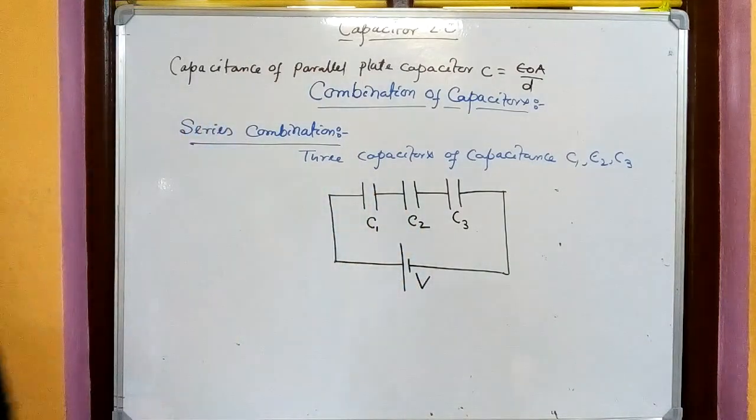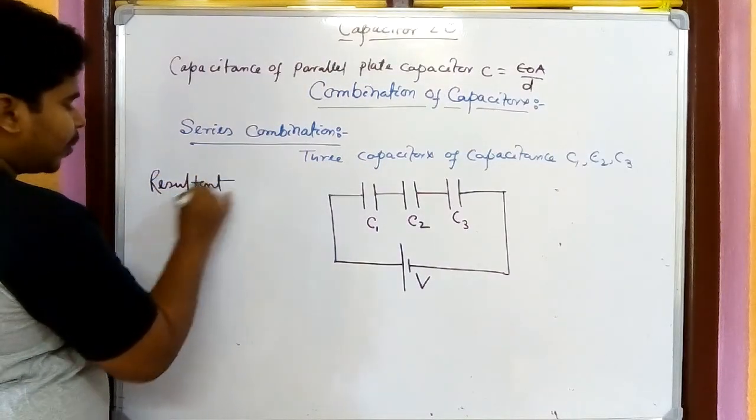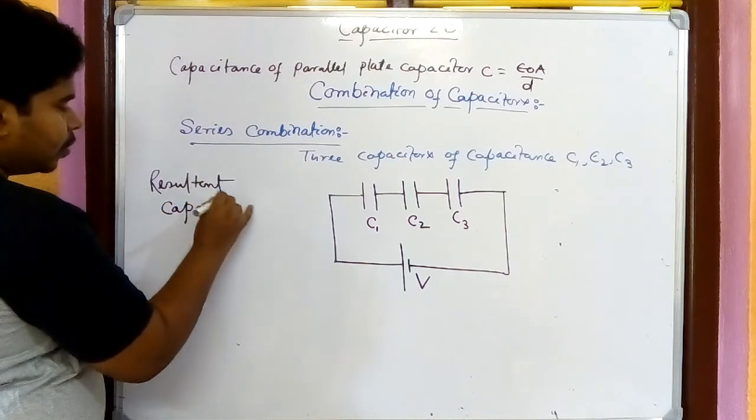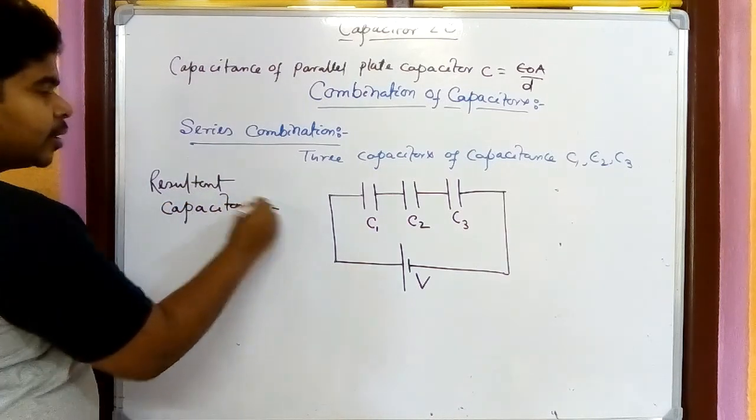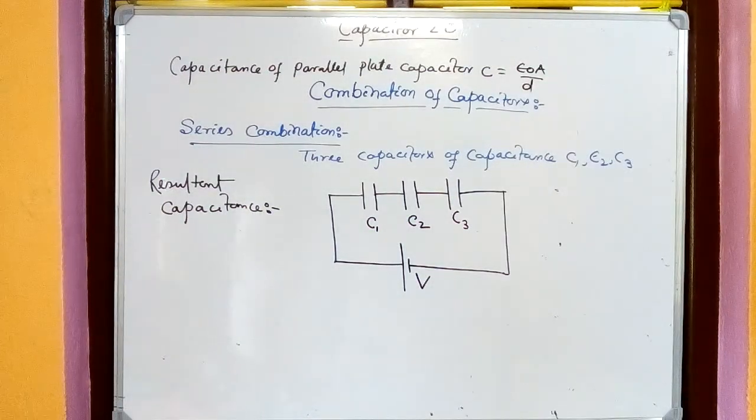Now from here what do we have to find out? For resistance we find the resultant resistance, and here also we have to find the resultant capacitance. Why do we have to find the resultant capacitance? Because it is our need: if I connect three capacitors in series, what will be the resultant capacitance, and by that idea we can use it in other cases of series combination.